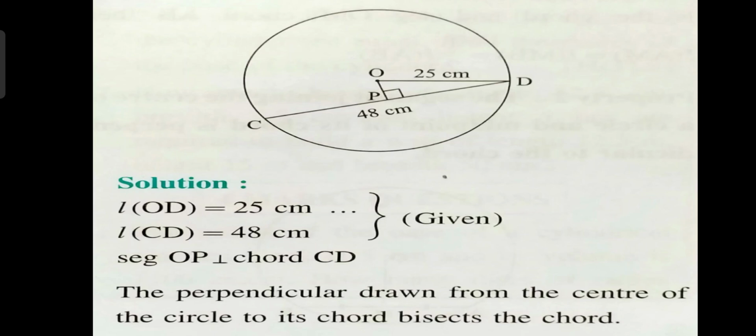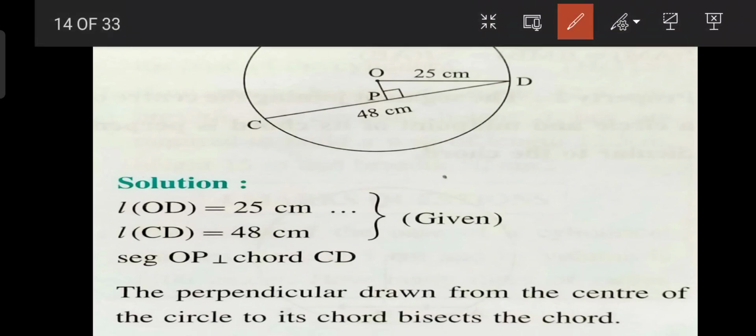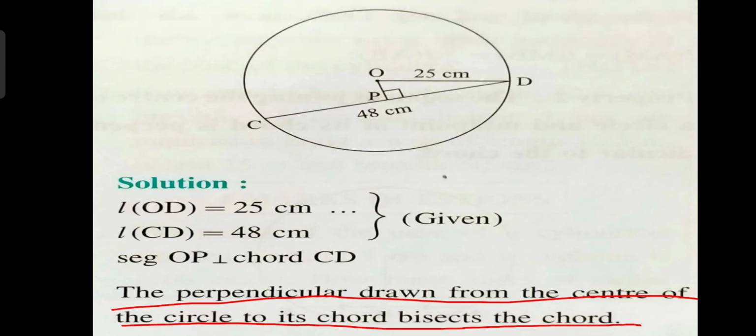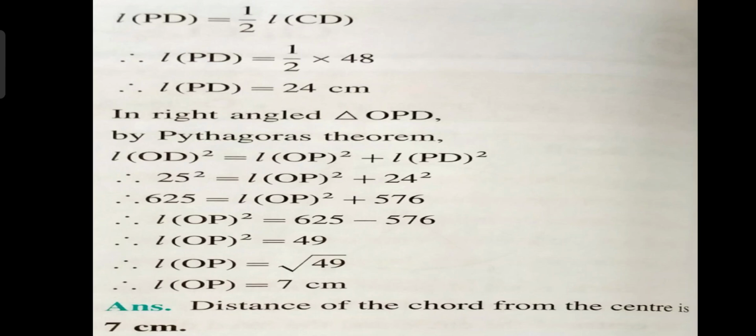Here it is given that it is 90 degrees. Now this is the formula that you need to learn. The perpendicular drawn from the center of the circle to its chord bisects the chord. This statement, students, you have to remember well. Okay, so that is given. So according to that, length PD is equal to half into length CD. So length PD is equal to half into 48. So therefore length PD is equal to 24 centimeter.